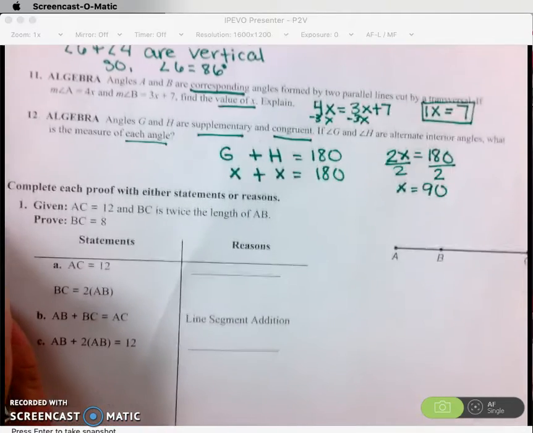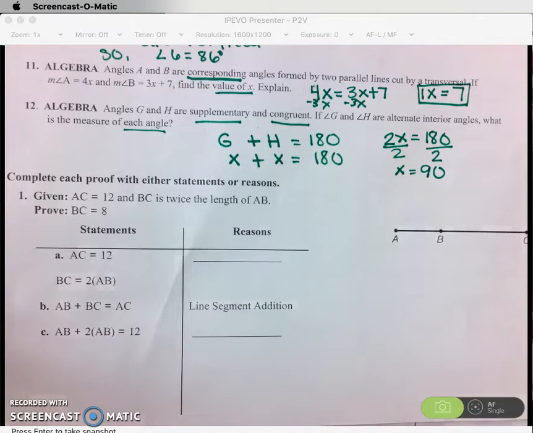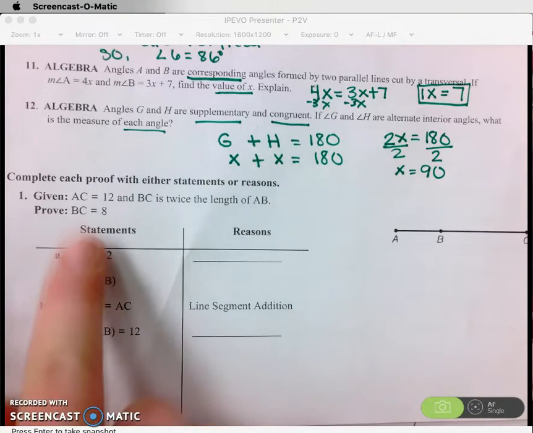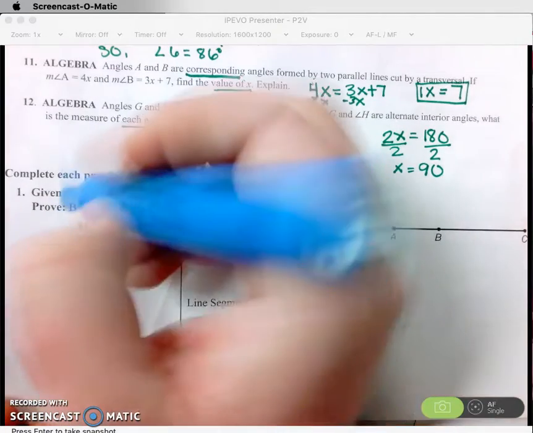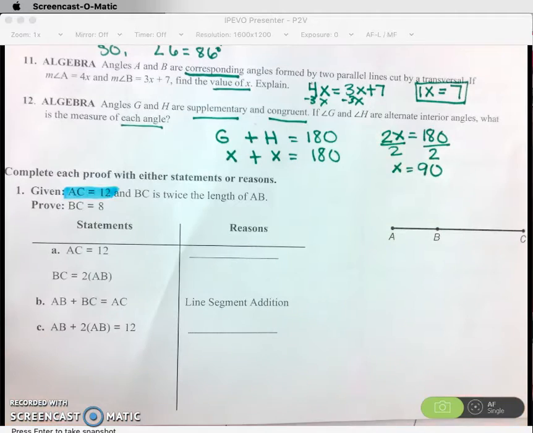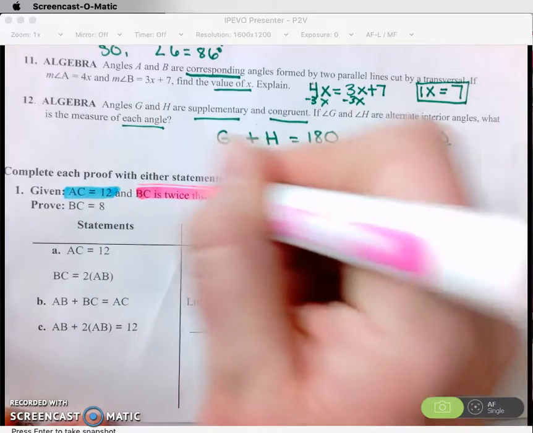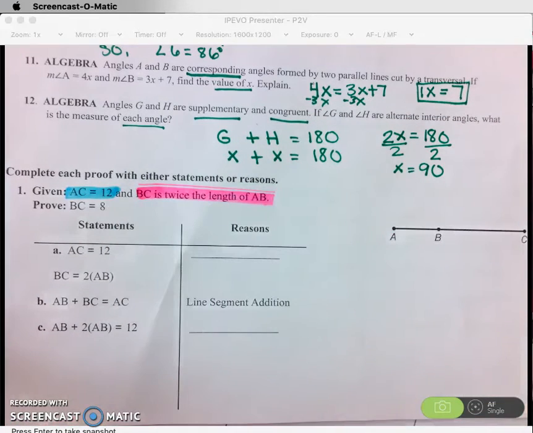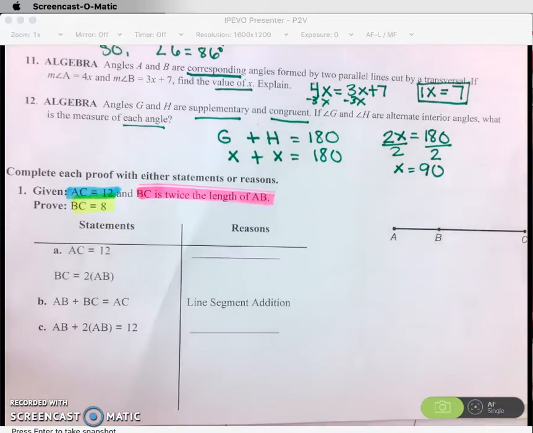The next part is our proof. And this is our given information. So given that AC is equal to 12. Also given that BC is twice the length of AB. Okay, and then we are to prove BC is equal to 8.